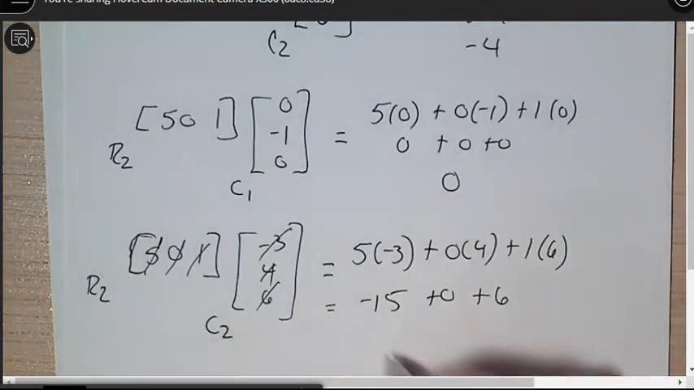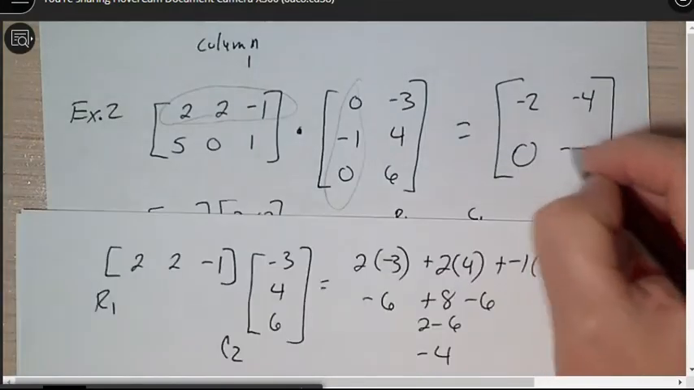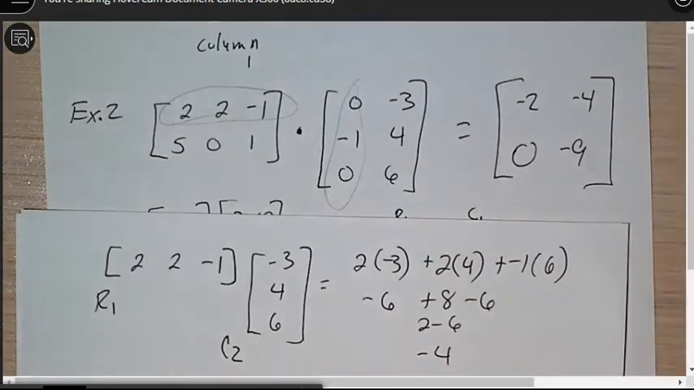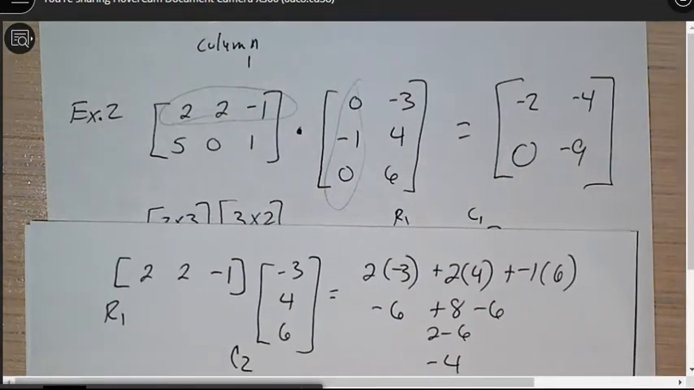So -15 plus 6 would make that out to be -9. Okay, so that would be your final answer that we get there. So -2, -4, 0, and -9 for your 2x2 answer.